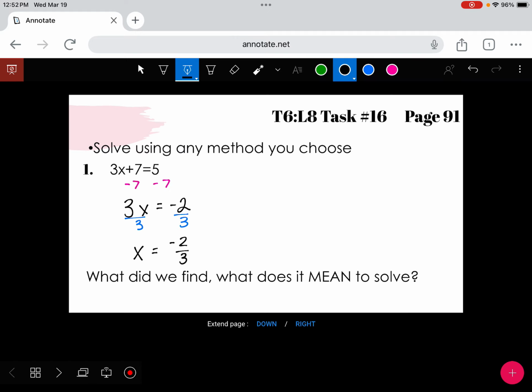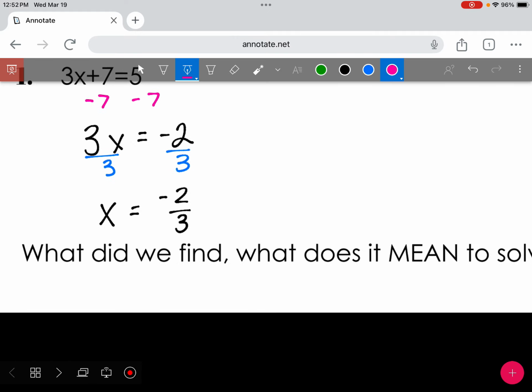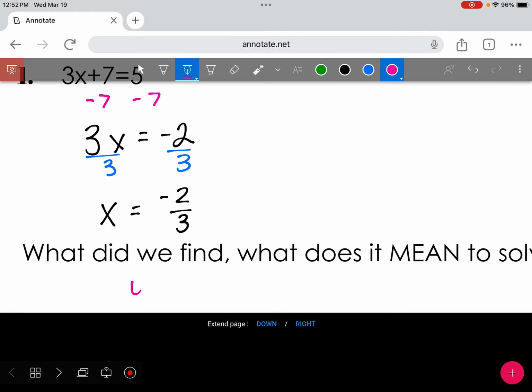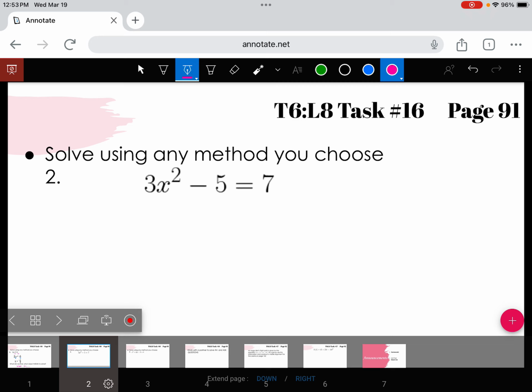So when we're trying to solve, we're trying to get our variable by itself. We want to know what x equals. That's what we're trying to do when we're solving. So if our instructions ever say solve, it means find what x equals. So we're going to do that with some of the other ones on this page, like this.